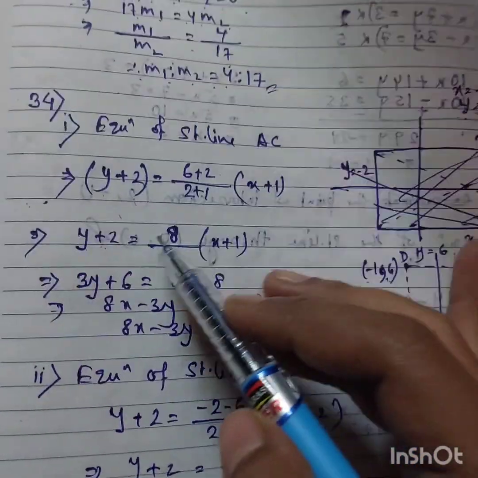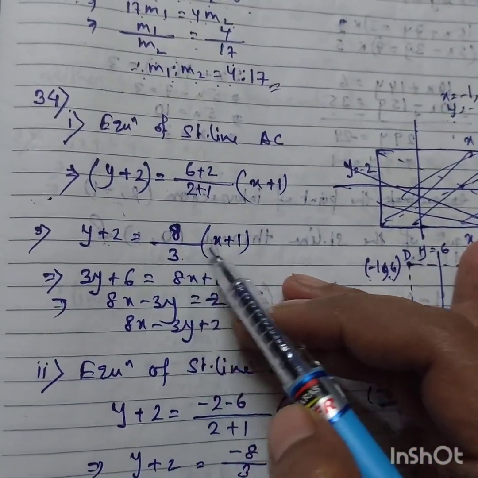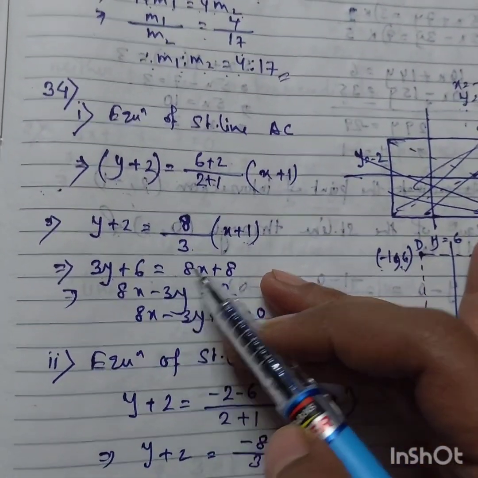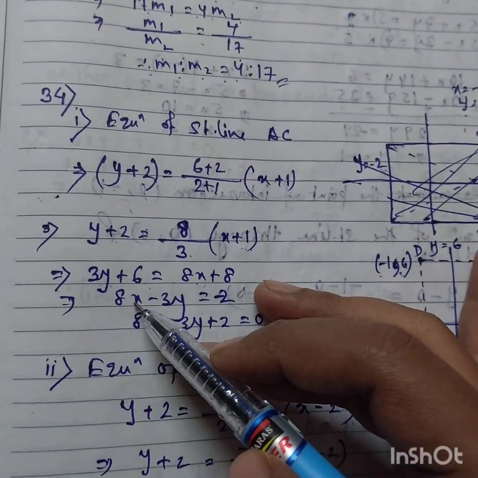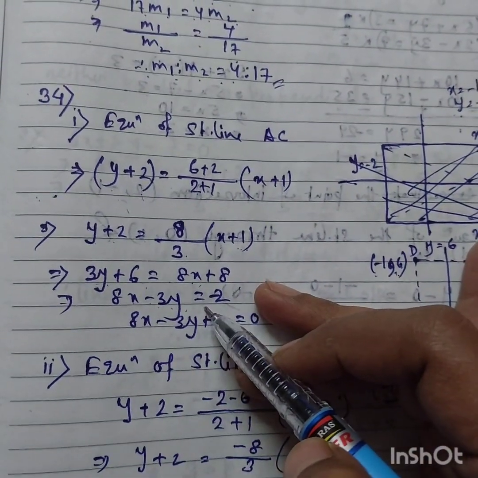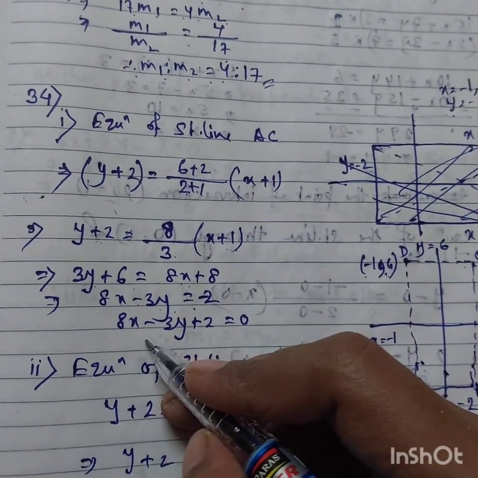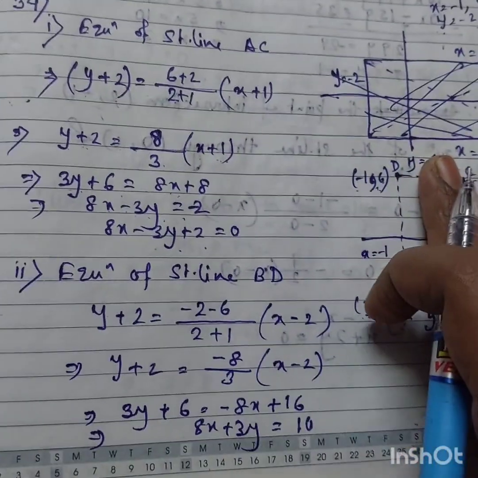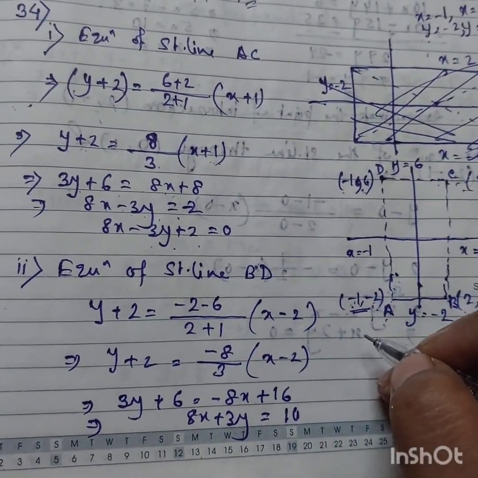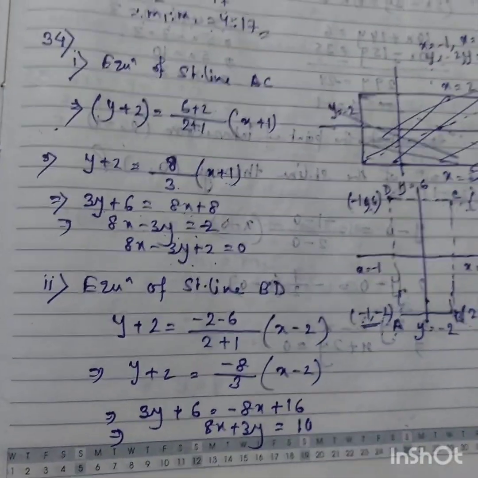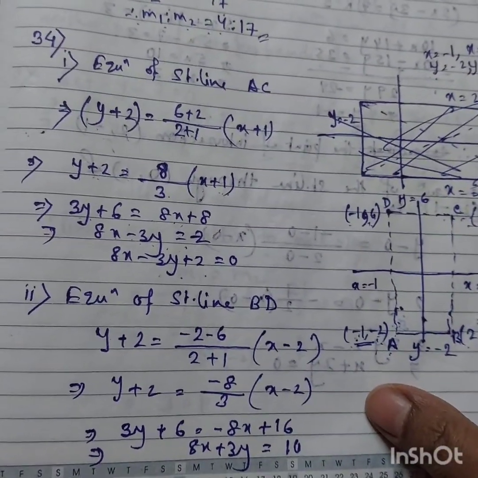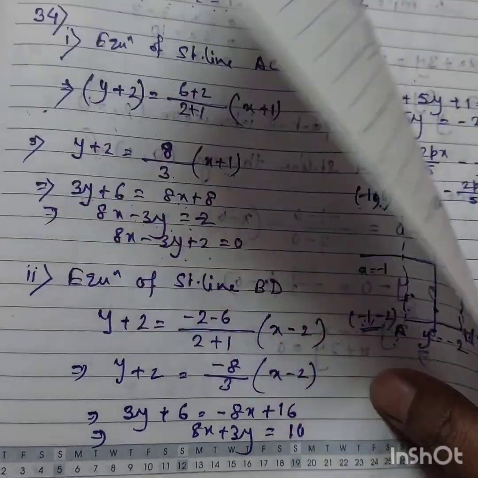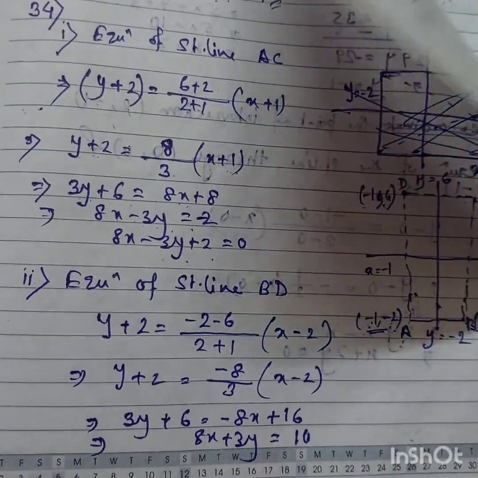That implies y plus 2 is equal to 8 by 3 into (x plus 1). So that implies 3y plus 6 equal to 8x plus 8. That implies 8x minus 3y is equal to minus 2. So the answer will be 8x minus 3y plus 2 is equal to 0. Similarly, you can find out the equation of BD. See once how I found it. You can solve it at home. Okay.